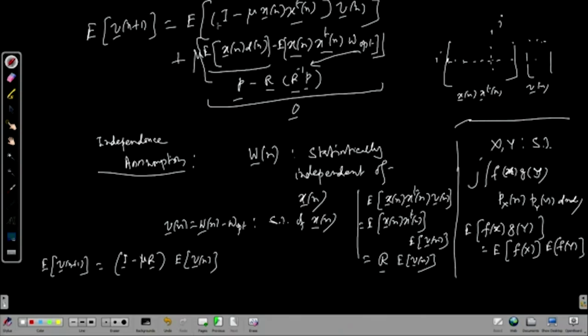So, E of v(n), I into E of v(n) minus mu times E on this part, because of statistical independence. So, E on this part is R as I told you, and E on this part is E of v(n). So, take E of v(n) common, it is this. Very simple equation. With this I move to the next page.